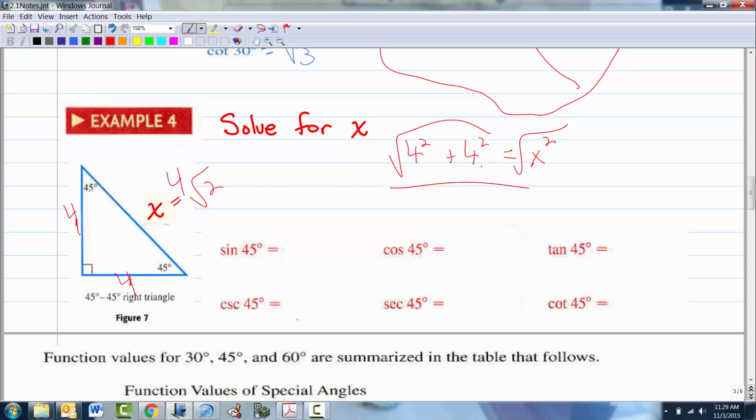32 is 16 times 2. What's the square root of 16? 4 root 2 stuck in jail. Just like you might feel in this classroom.